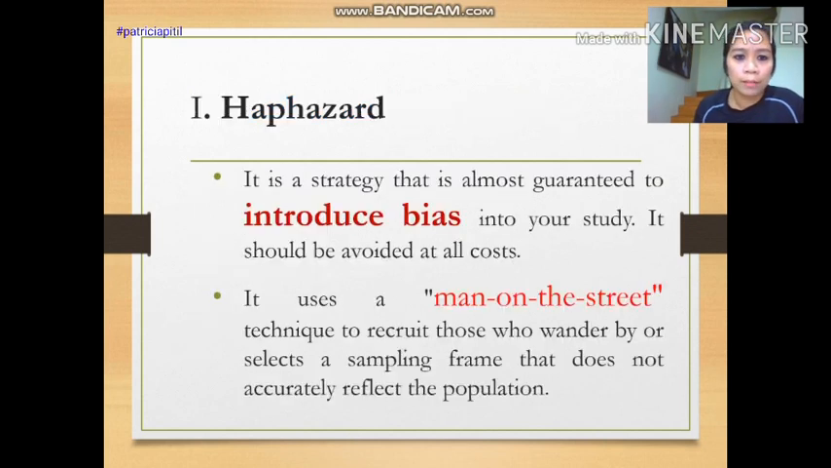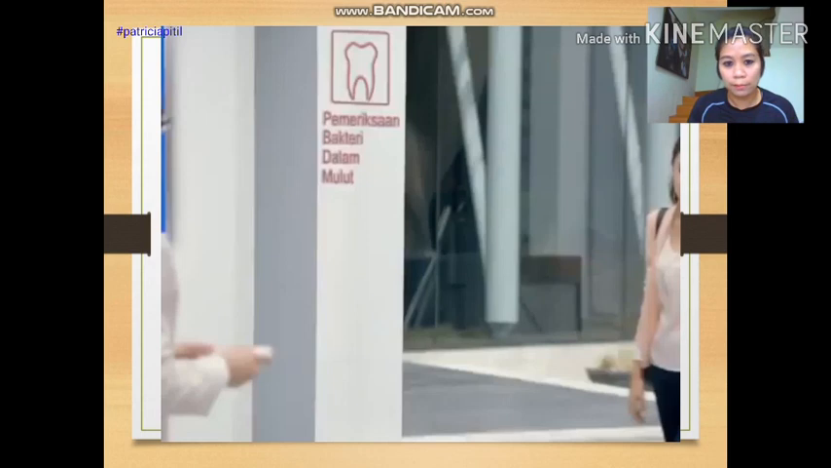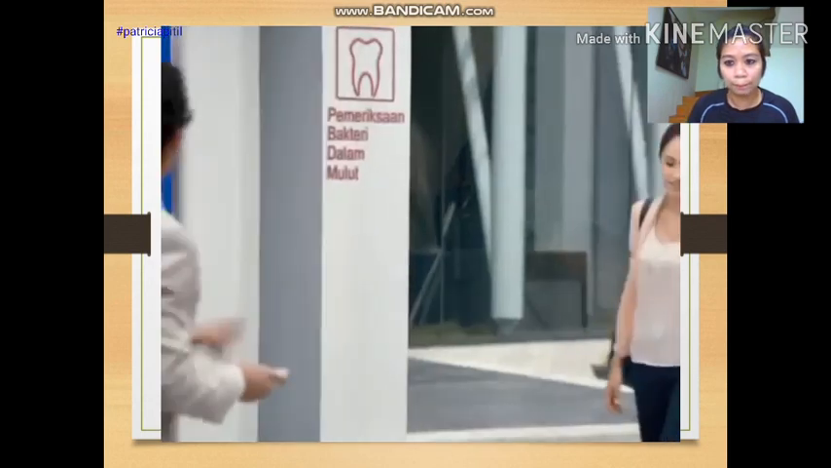Okay. Right, we go where? Haphazard. It is a strategy that is almost guaranteed to introduce bias. Even though it is one of the types of non-probability, it introduces bias. Tidak digalakkan buat langsung. It uses men on the street. Tengok contoh, we go to a shopping mall, they ask you to fill in a questionnaire ataupun ask you to try their product. They just simply pick, then say that the product is effective. This is an example of haphazard sampling technique.